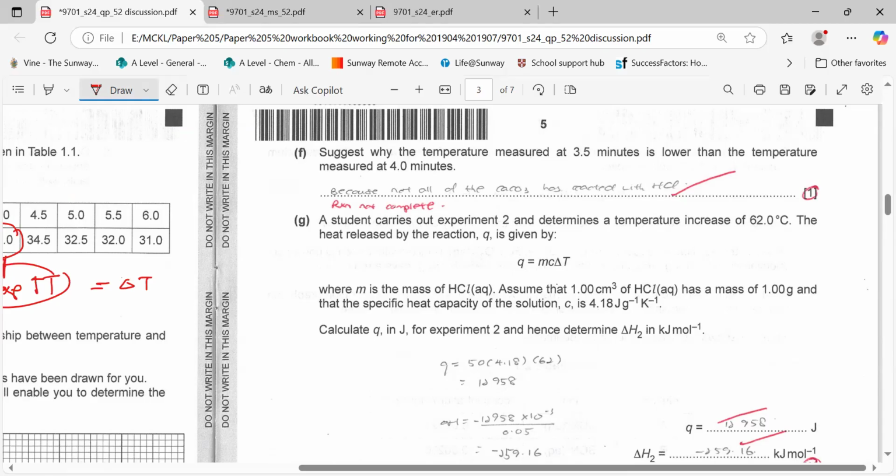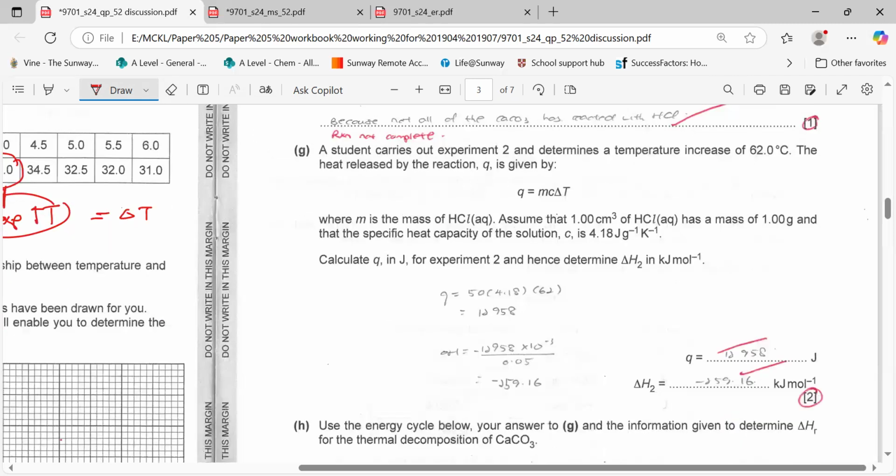Okay, now G. A student carried out an experiment 2 and determined the temperature increase of 62, and the heat released by the reaction Q is given by the formula. Thank you so much for giving us the formula. Where m is the mass of HCl. Remember, m is only the mass of solution. I don't want to see the mass of any solid in any history. Assuming that 1 cm³ has a mass of 1 gram and that the specific heat capacity is 4.18, calculate Q. So Q equals m, which is 50 cm³ of HCl, times 4.18, times 62.